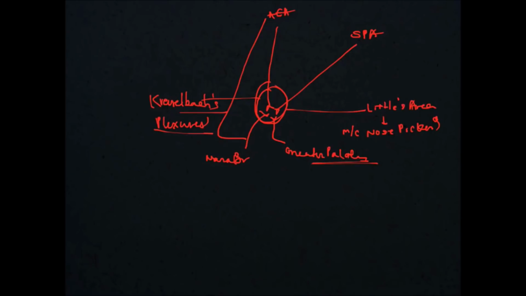Which artery is not involved in the Kiesselbach plexus or Little's area? Very important question. Posterior ethmoidal artery. Posterior ethmoidal artery is not involved in the Kiesselbach area. It just supplies the superior portion. It does not come inferior in the anterior inferior quadrant. So you must keep this in mind.